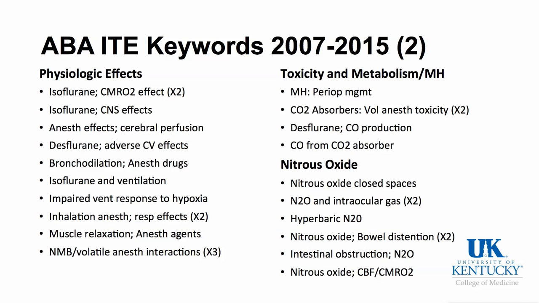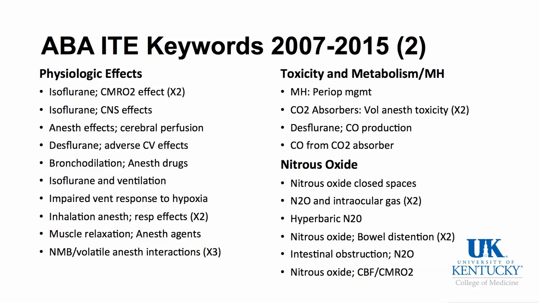Also between 2007 and 2015, under physiologic effects of inhaled anesthetics, you can see the effects of inhaled anesthetics on CMRO2 of the brain, or oxygen use of the brain, cerebral blood flow, cerebral perfusion, cardiovascular effects of desflurane, probably related to its sympathetic stimulation, bronchodilation, all of our inhaled anesthetics are bronchodilators, isoflurane and ventilation probably had something to do with increasing respiratory rate, decreasing tidal volume, and decreasing alveolar ventilation.